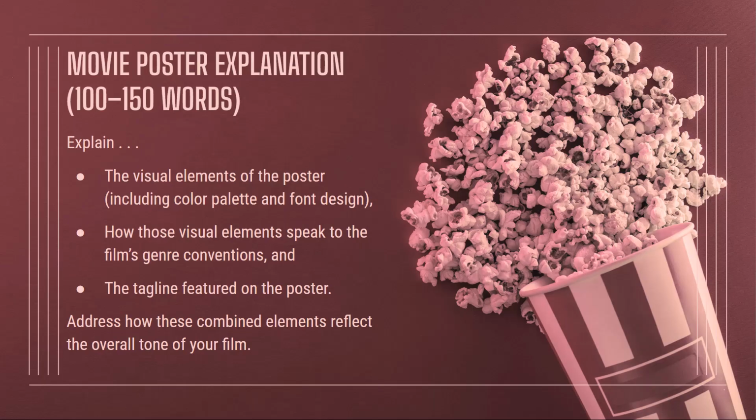Finally, you will conclude your pitch script with an explanation of your film's poster. This 100 to 150 word section should explain the visual elements of the poster, including its color palette and font design, how those visual elements speak to the genre conventions you wish to emulate, and the tagline featured on the poster. Additionally, your explanation should address how these combined elements reflect the overall tone of your film.